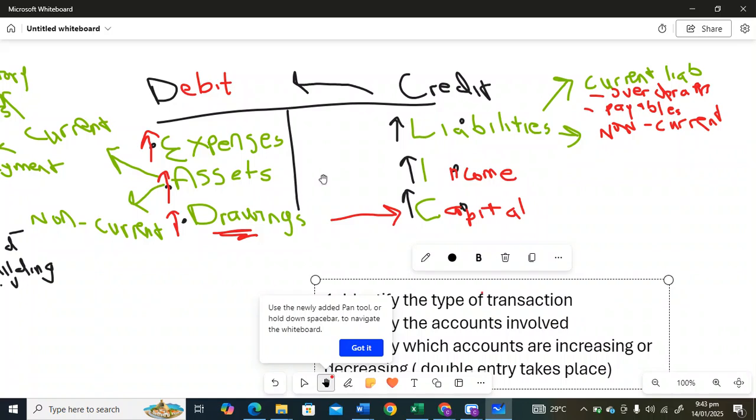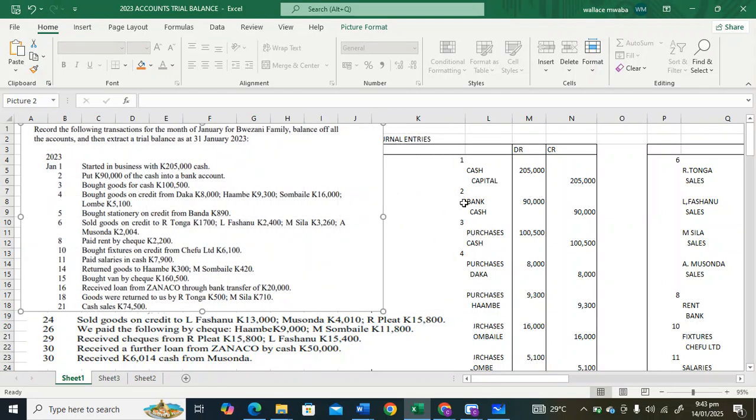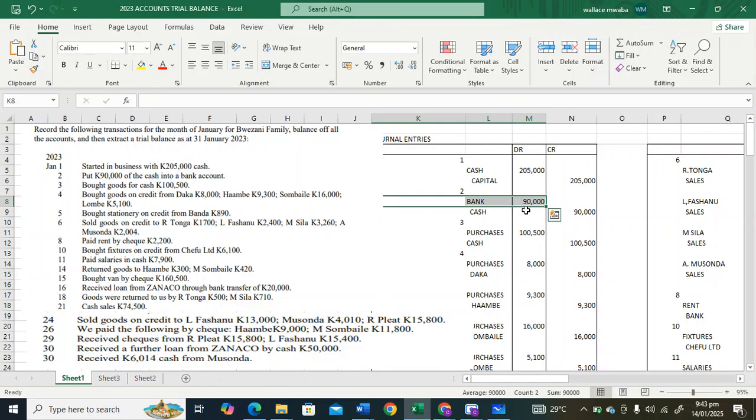The bank account is also an asset account. Since it's receiving that 90,000, it is increasing. An increase in an asset, you debit. So this is the journal entry. Always start with the debit. You debit bank 90,000 kwacha and you credit cash 90,000 kwacha. Any questions, colleagues?